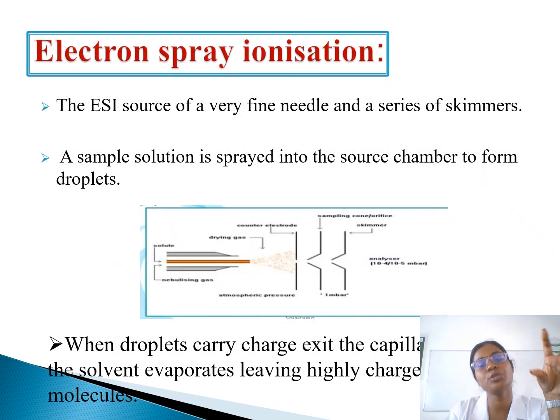Then there is electrospray ionization. This is also one type of ionization technique. In electrospray, the sample is sprayed from the needle into the ionization chamber. They are sprayed into the source chamber as droplets, from the spray to the skimmer.